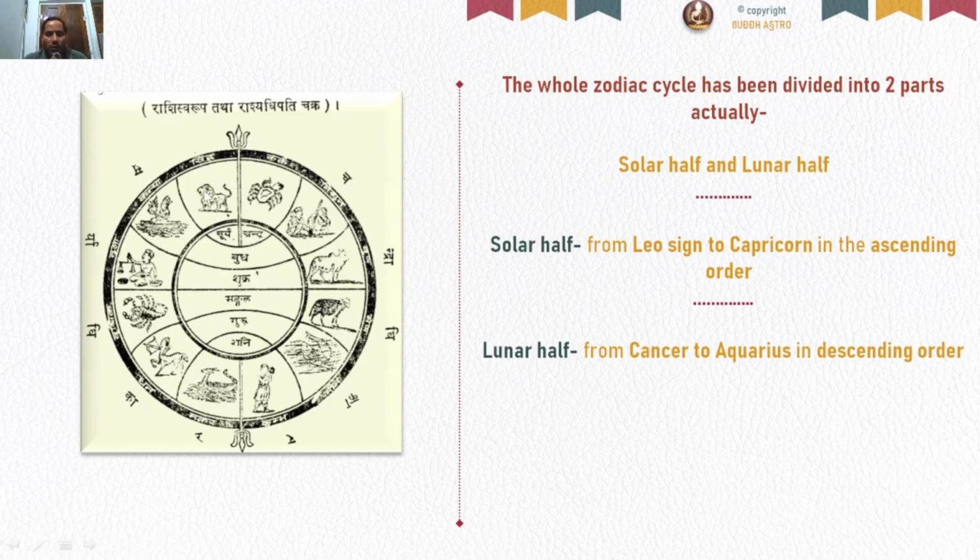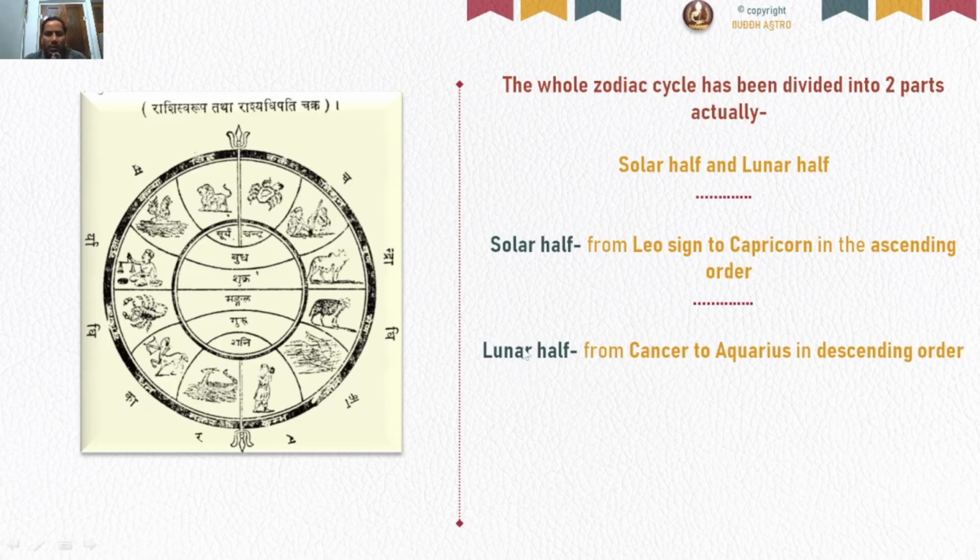This is the Sun or Leo sign. So after 5 there will be the 6th, 7th, 8th, 9th, 10th. So Leo sign, Virgo sign, Libra sign, Scorpio sign, Sagittarius sign and Capricorn sign. These signs will fall under the solar half, right?